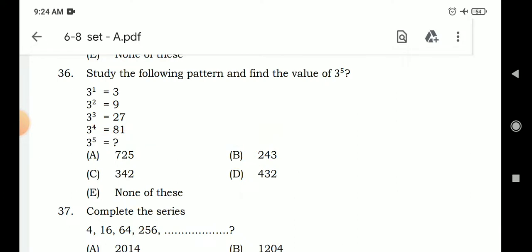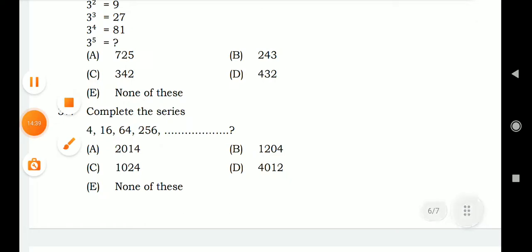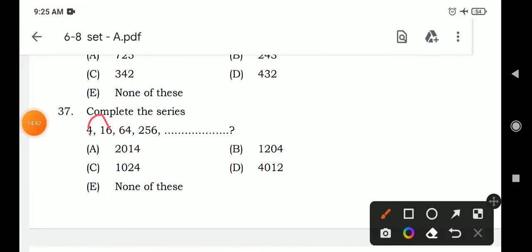Okay, now come to the next question. Complete the series: 16, 64, 256. How are you getting the next number? Look here. 4 fours are 16, 16 fours are 64, and 64 fours are 256. Then 256 fours are 1024. What answer will come? 1024. C is its correct answer.